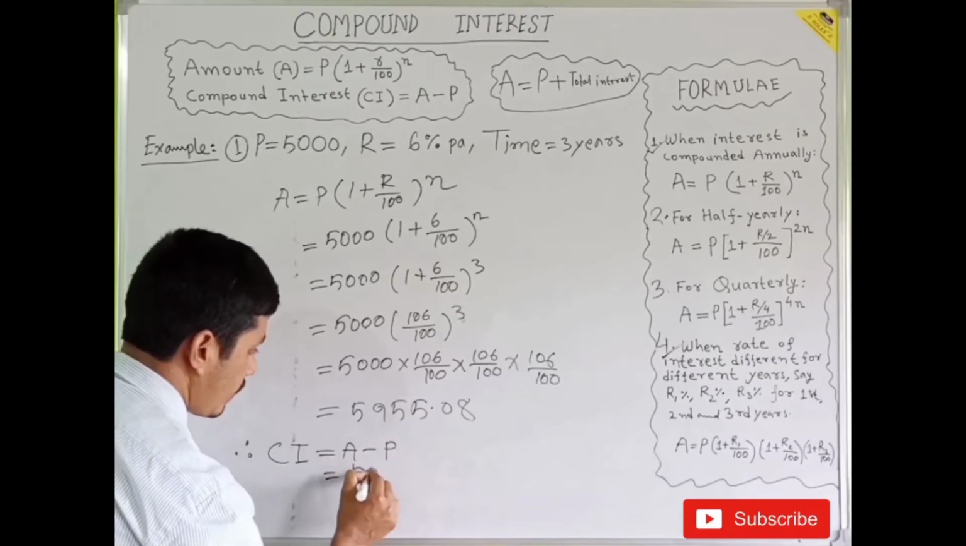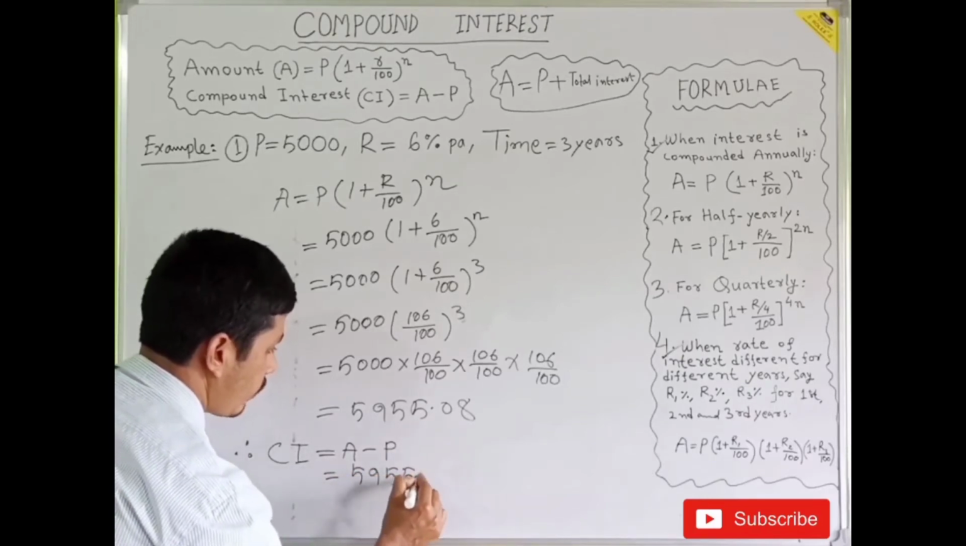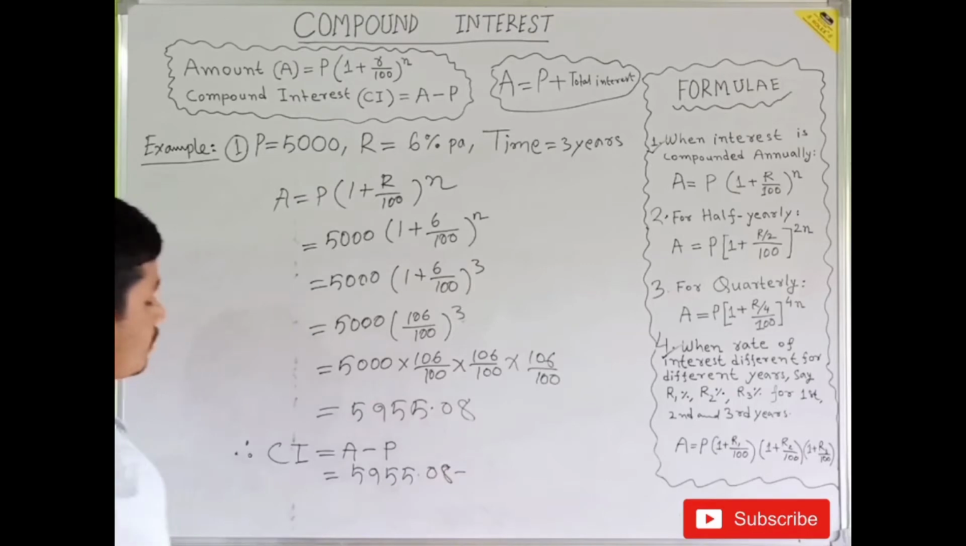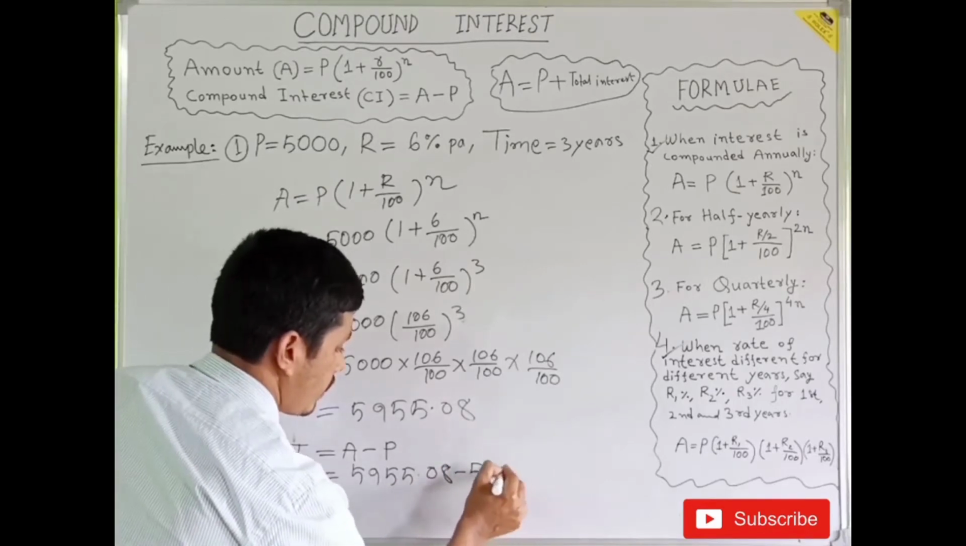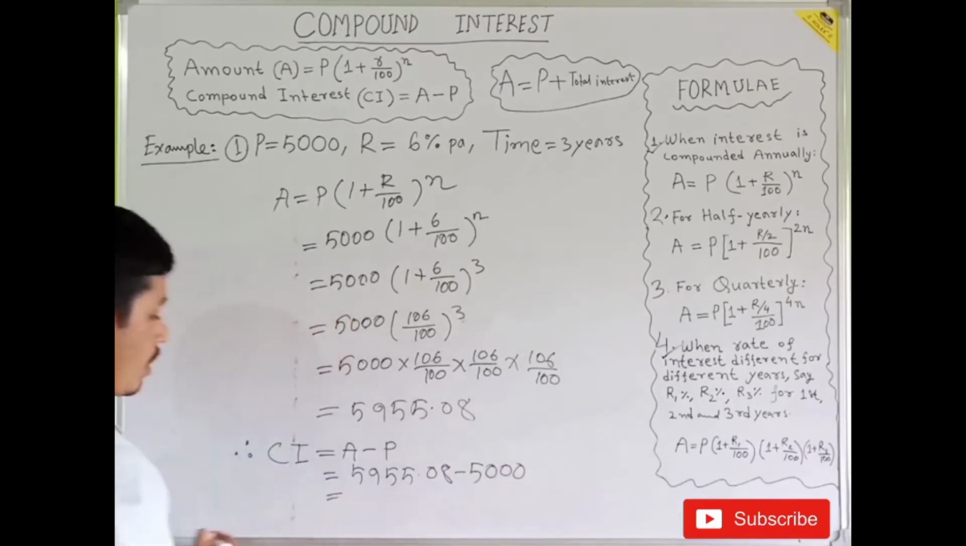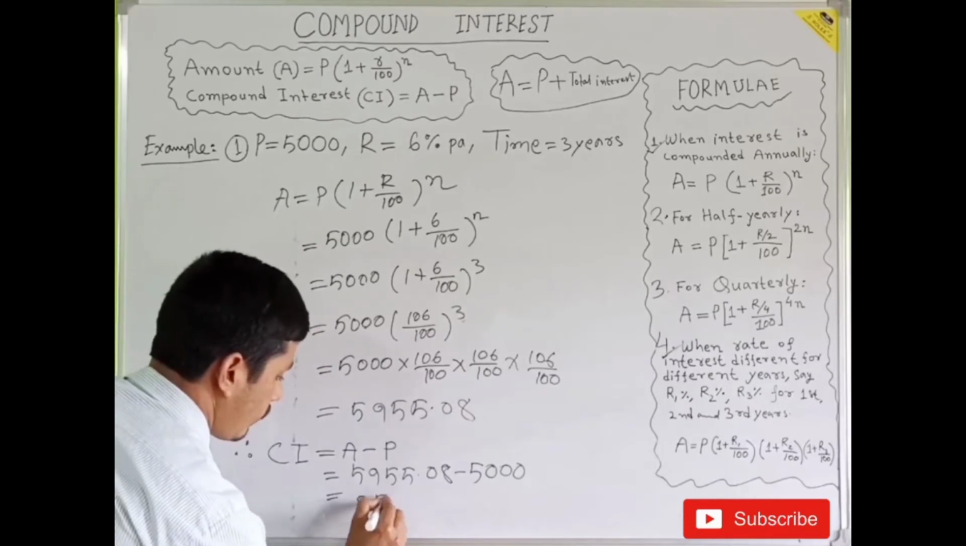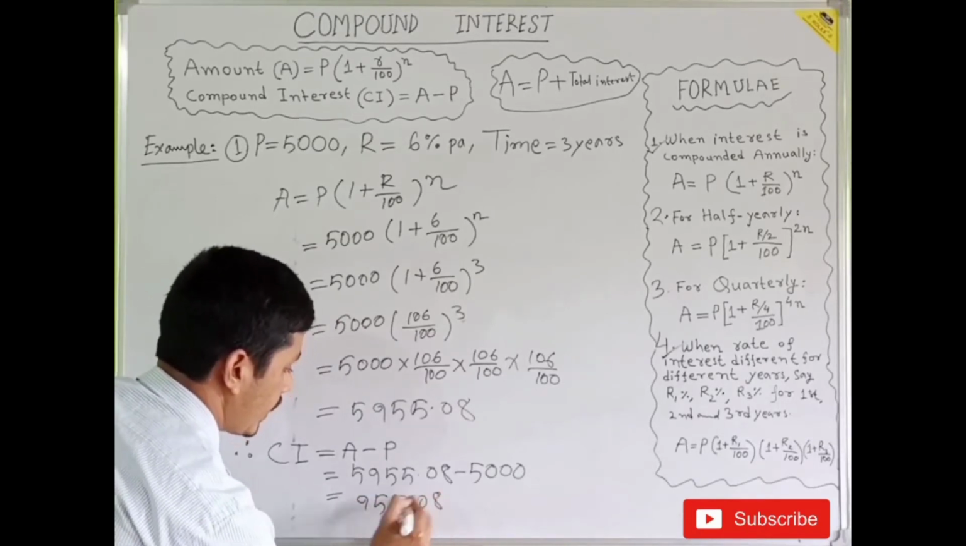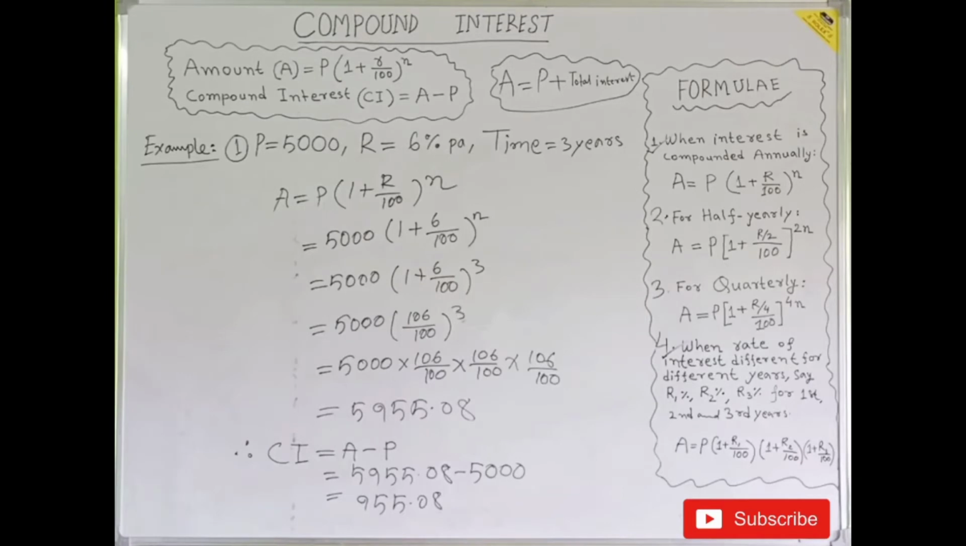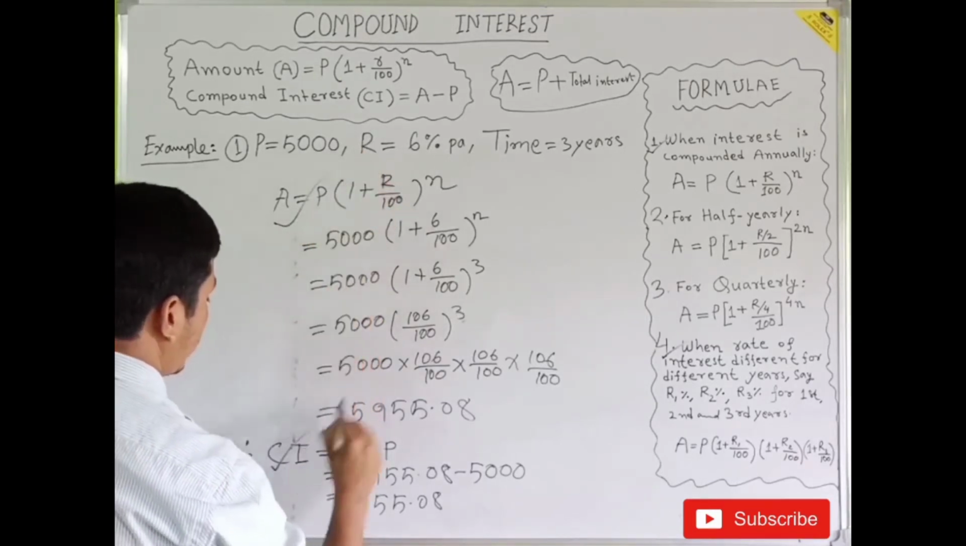Amount A is 5,955.08 minus principal, which is given as 5,000. Here compound interest is equal to 955.08. When we calculate compound interest annually, we need to apply this formula.